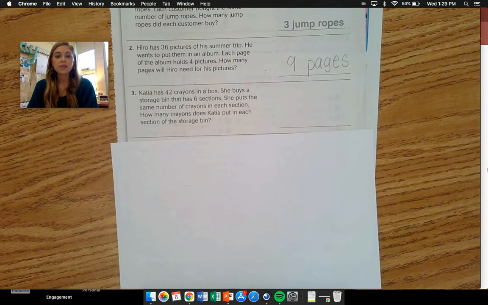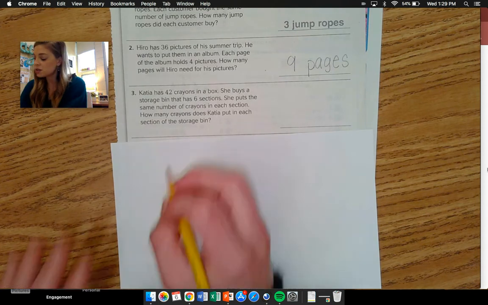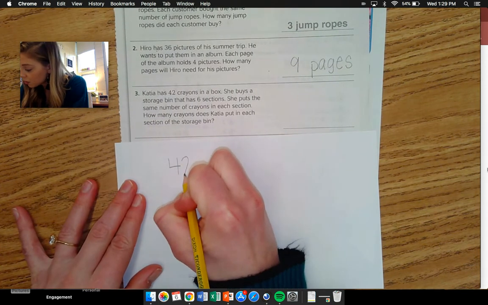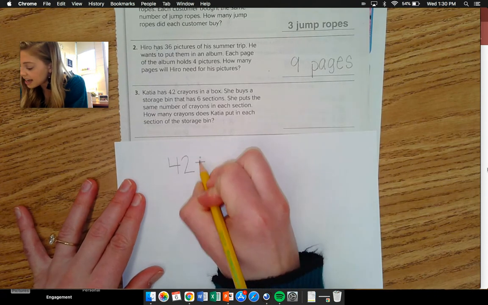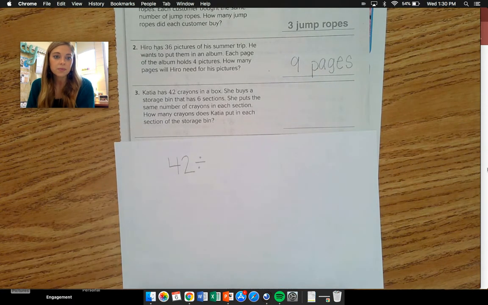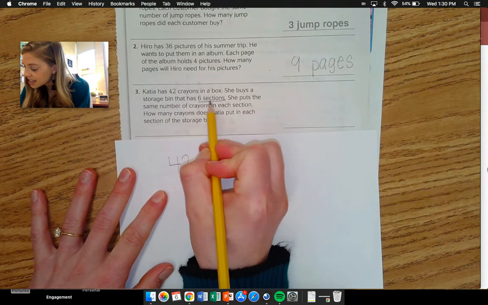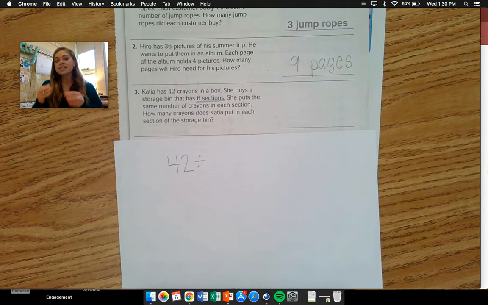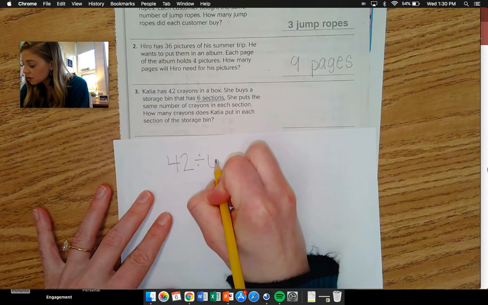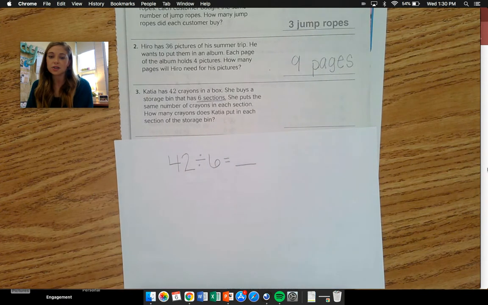So, if we're going to write a division problem to use multiplication to solve this problem, we have to first know that the biggest number will always go first in a division problem. So 42 crayons divided into how many groups? Do we know? Yes, we do know. It says 6 sections. That's like 6 groups, right? The crayon box has 6 little compartments in it. So 42 divided into 6 groups equals how many crayons in each group?